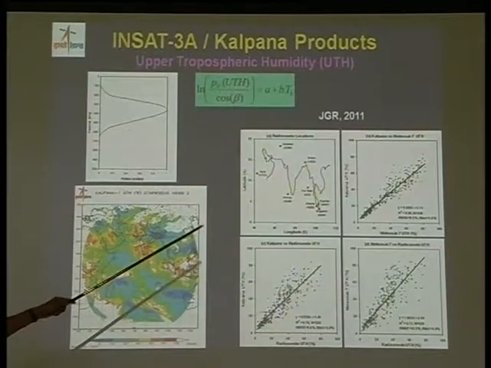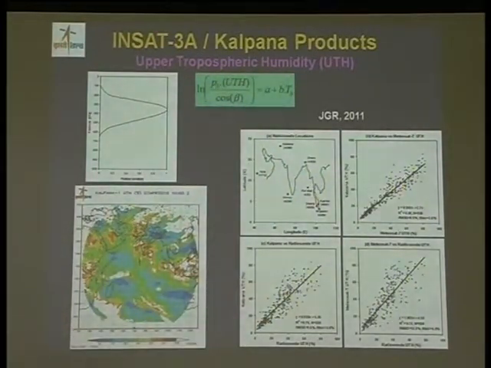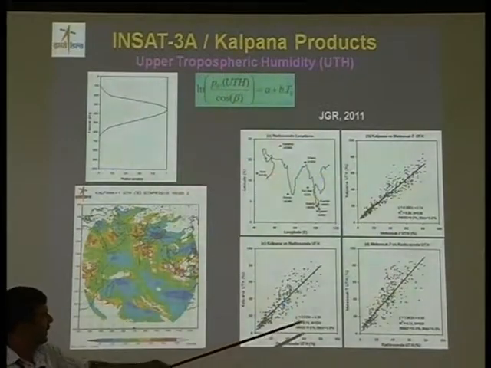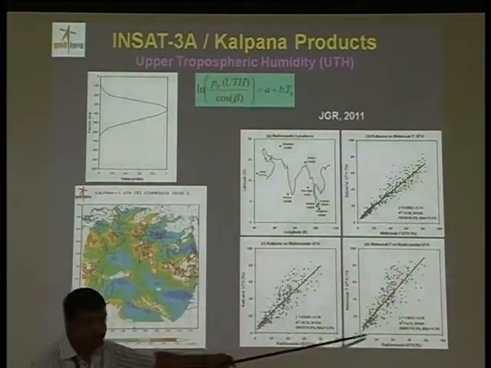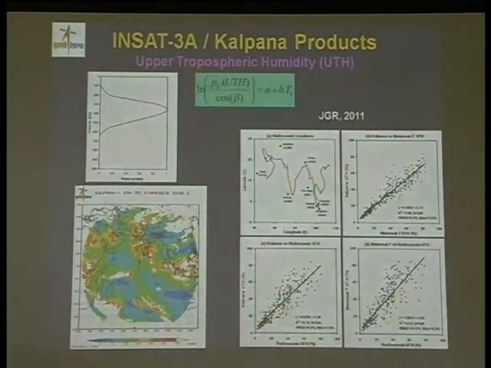And these are the validations of UTH derived from Kalpana with the UTH computed from radiosonde observations. This is Kalpana versus radiosonde, and this is Meteosat UTH versus radiosonde. Our product works slightly better than the Meteosat product, because our satellite is concentrated over the Indian region.